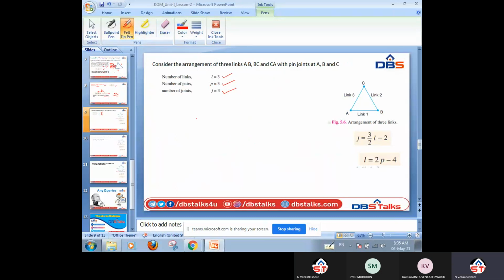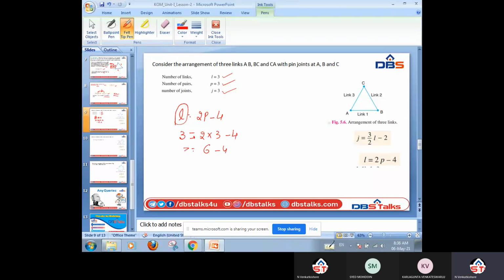Now what is the relation? L is equal to 2p minus 4. How many links are there? 3. How many pairs? 3. So 2 into 3, 6, minus 4.